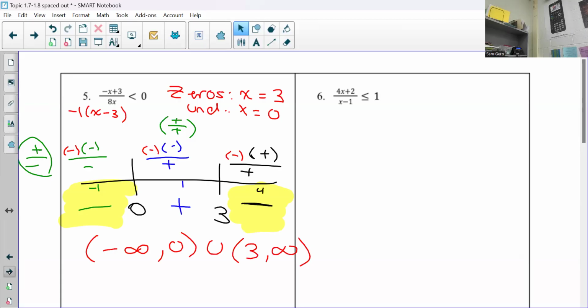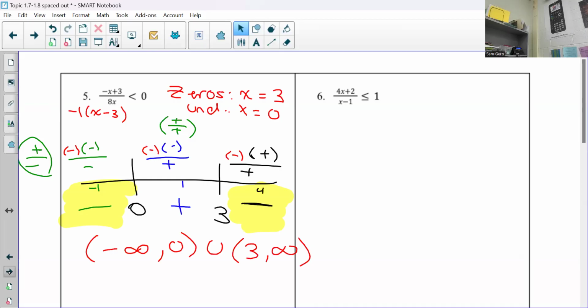So again, this was a lesson. My zeros were at 3, negative, and 0. So negative, negative, negative, so I'm negative. And then negative, negative, positive, so I'm positive. And then negative, positive, positive, so I'm negative. Now this is less than, so everything gets parentheses.